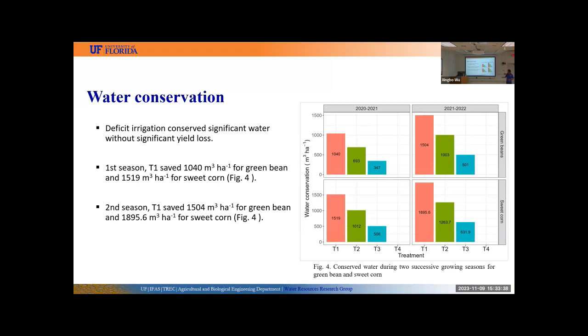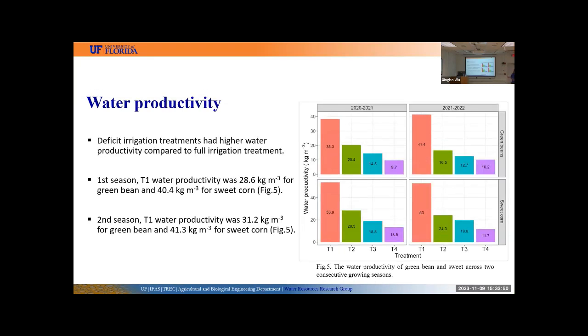And then the same results were observed in the second season, where the 25% irrigation treatment had saved a significant amount of water for green beans as well as for sweet corn. Then we calculated the water productivity from each irrigation treatment, and we observed that the deficit irrigation treatment had higher water productivity compared to the full irrigation treatment.